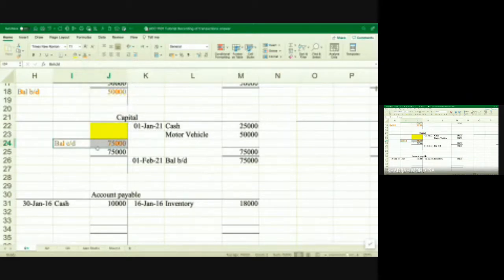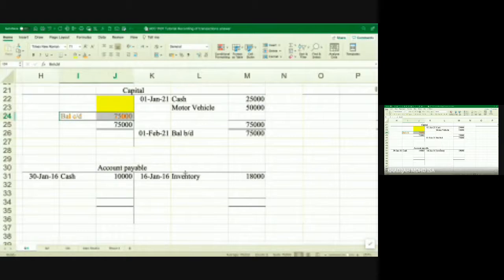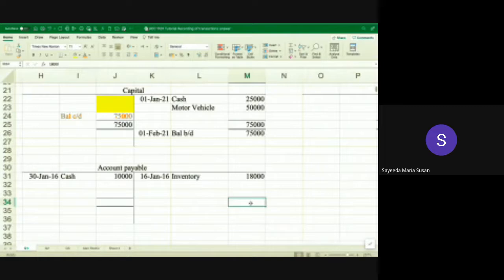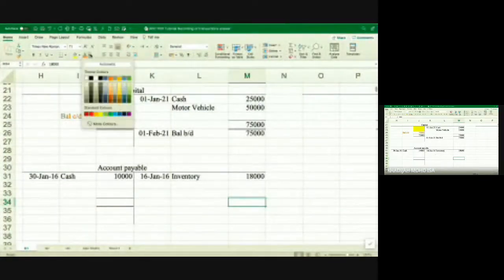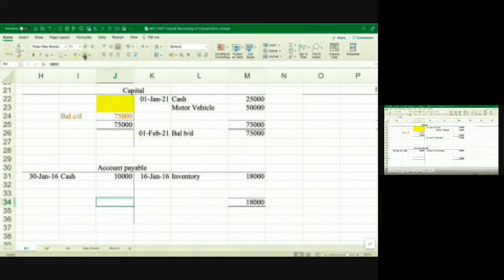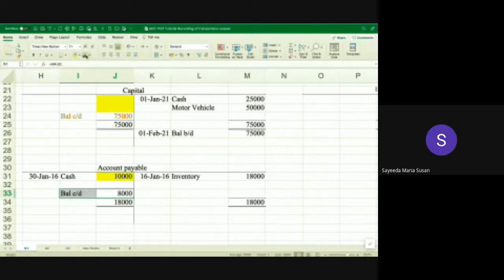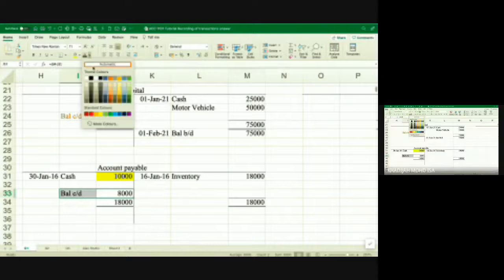Okay, so you have the closing balance. Accounts payable, debit or credit balance? Credit balance. So you look at the credit side, what is the total on the credit side? You have 18,000, so this side must also be 18,000. But on the debit side, you have 10,000. So what do you think is your closing balance here? Your closing is 8,000. Why? Because you have 18,000.